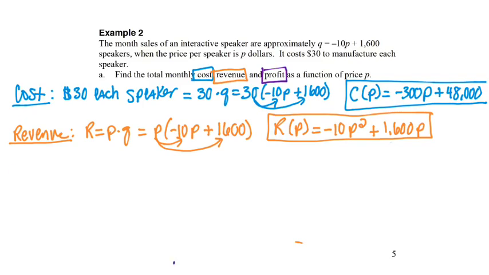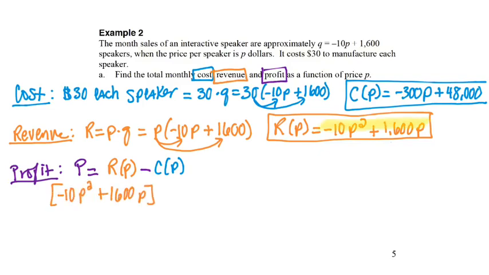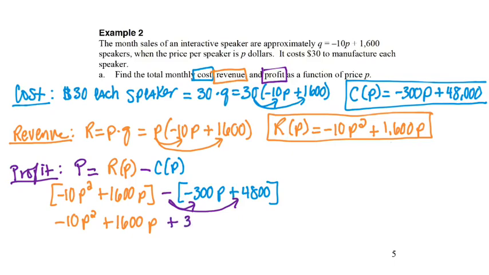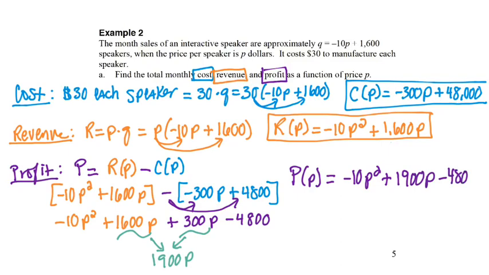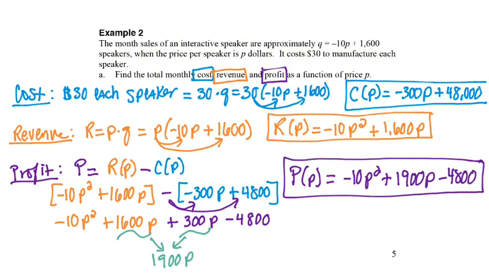Lastly, we're asked to find the profit. Remembering that profit is revenue minus cost, we can take the revenue function that we just found and subtract the cost function that we just listed. To simplify this function, although you could type this into WebAssign, it will not be full credit on a test or a quiz, we distribute the negative sign so that we have a negative times negative 300, which means plus 300p, but still the negative 4,800. I still need to simplify further because there are two terms with just a single p variable. They're both positive, and they add to 1,900p. My final answer is a profit of negative 10p squared plus 1,900p minus 4,800.